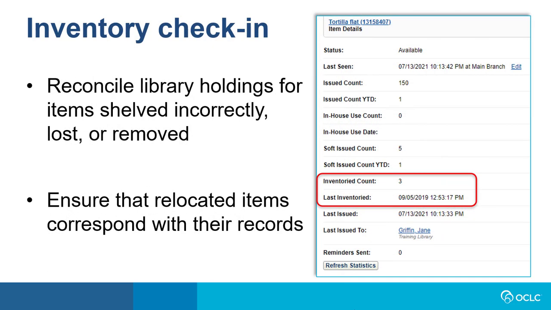Over time, library holdings may be shelved incorrectly, lost, or removed from the collection without removing corresponding records from the system. Or items may be relocated, and your library wants to ensure that the records correspond with the item's current location. In WorldShare Circulation, an inventory check-in increments an item's inventory count and sets the last inventory date.